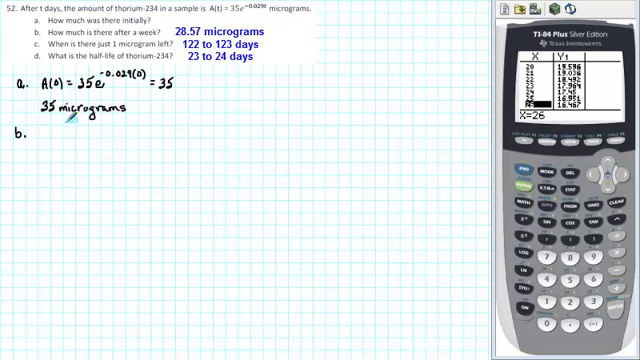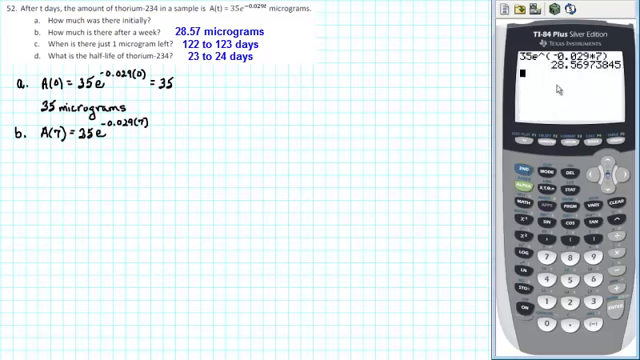For part B, we're asked how much is there after a week? Well, a week is 7 days, so we need to substitute 7 for t. In other words, evaluate A(7). To evaluate A(7), we'll use our calculator. The result is approximately 28.6. So our answer to part B is 28.6 micrograms.